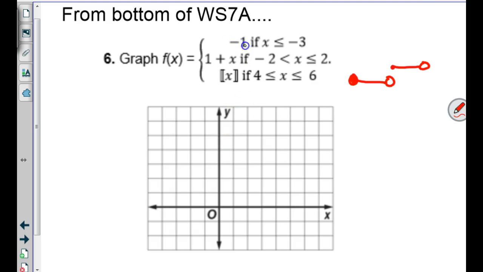So who wants the first piece? I'm down here at -1 until I get to what? To the left of -3. So I have that piece. The middle one here, 1 plus x, is a what? It is a line. Would cross the y at 1, go up 1 and over 1, or down 1 and back 1. Which chunk do I want? All of that chunk I just drew, except what about my ends?